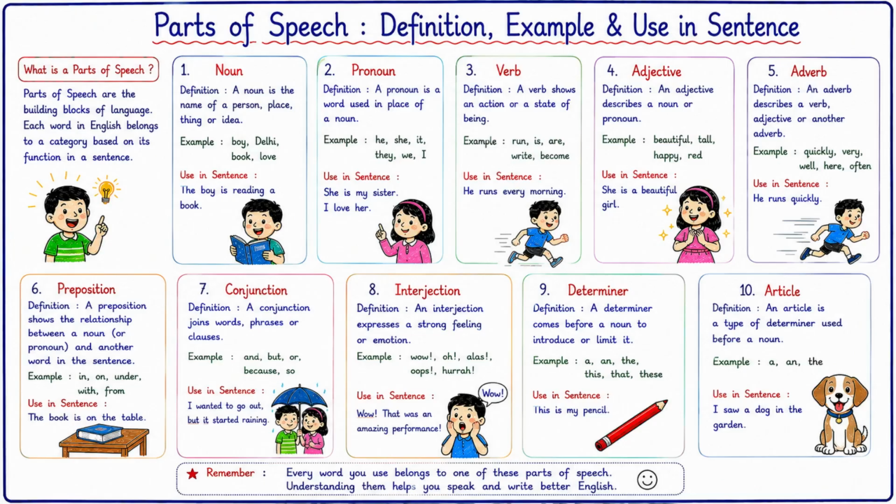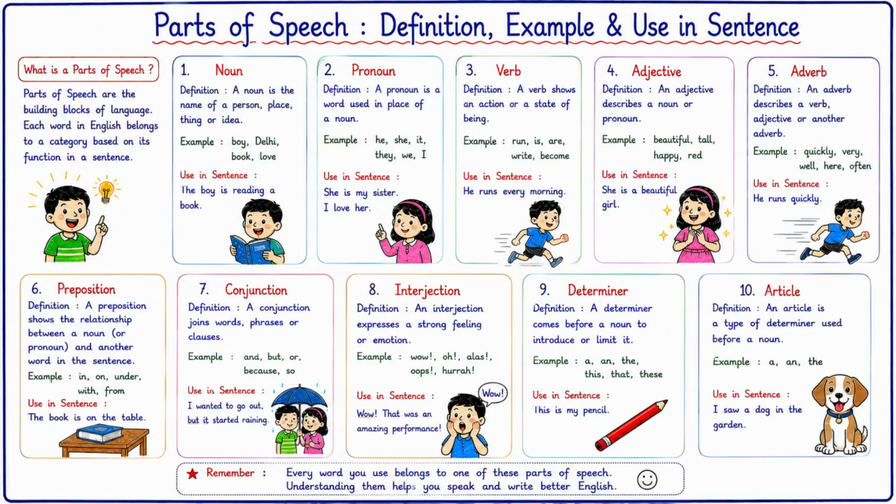Now let's talk about the adjective. An adjective is a word that describes or gives more information about a noun or pronoun. Examples include beautiful, tall, happy, intelligent, red, difficult, and interesting. For example, "She is a beautiful girl." Here, beautiful describes the noun girl. Another example is, "He bought a red car." The word red describes the noun car. Adjectives make our language more specific and descriptive.